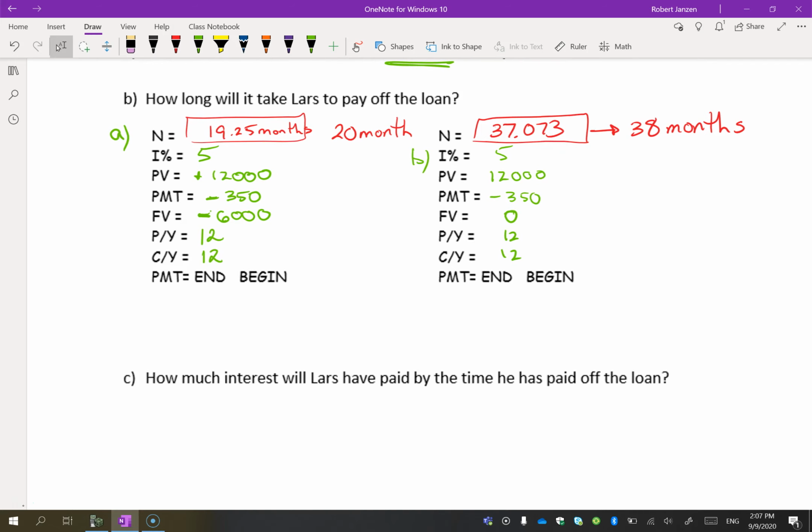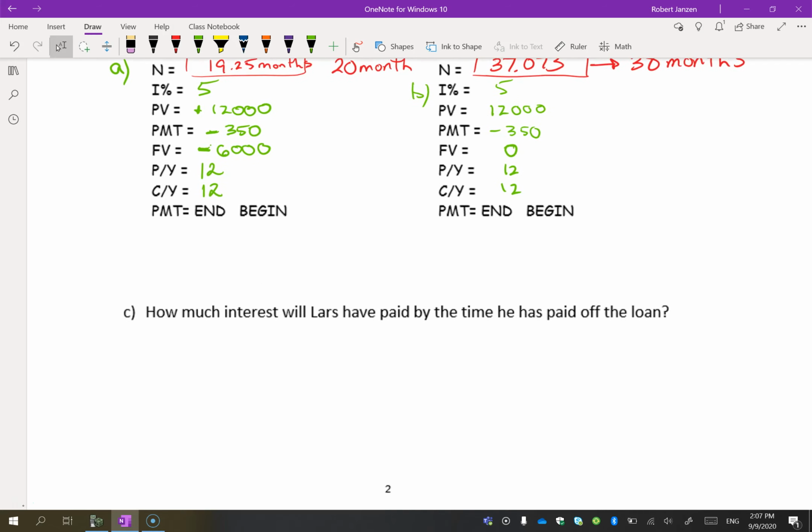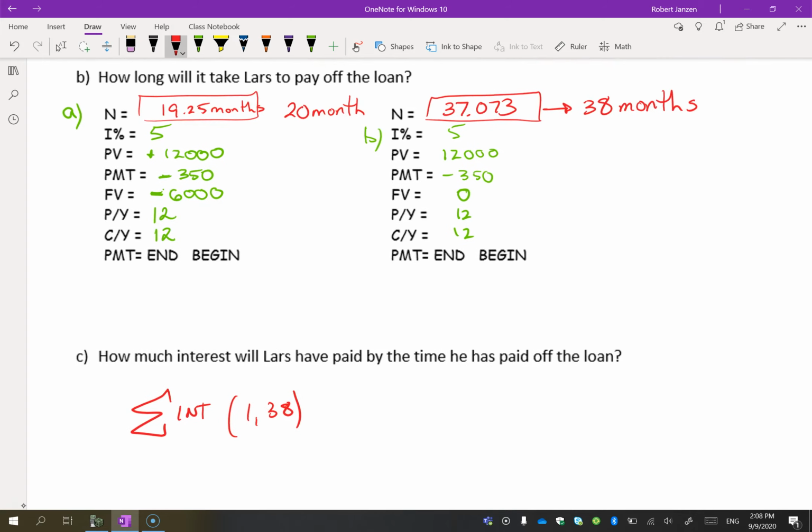Part C, how much interest will Lars have paid by the time he has paid off his loan? 2 ways to do this again. Okay? Maybe the easiest way, because we don't have to calculate how much he actually paid, is to use this button. So you're going to go from 1 to 38, right? Because 38 is how many months it takes. So this is from the first month to the 38th month. And if you do that, how much interest are we paying? $975.66.